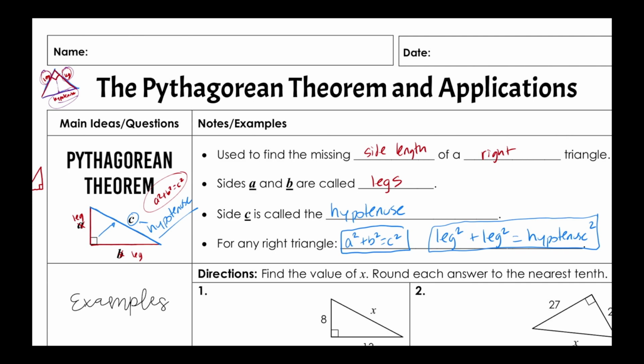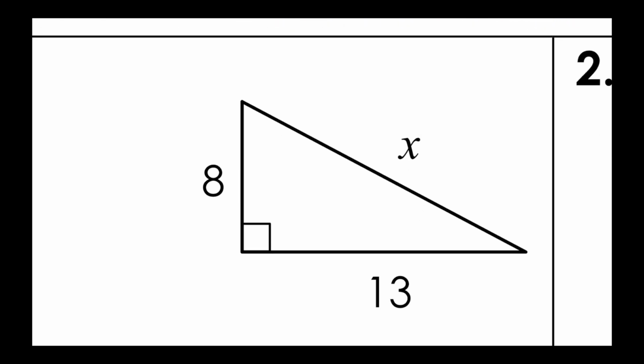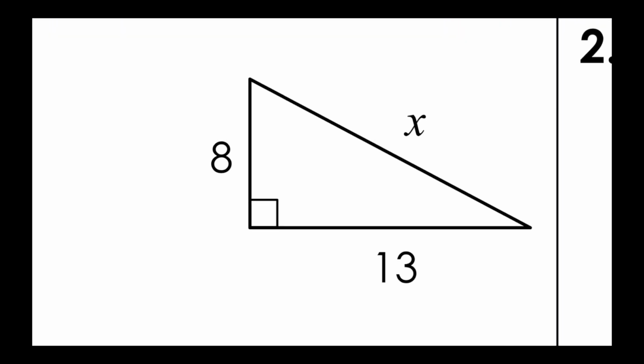What are side lengths? Lengths of sides. These are side lengths: 8, 13, and something we don't know. If we look at example 1, a side length is exactly what it says, a length of a side.